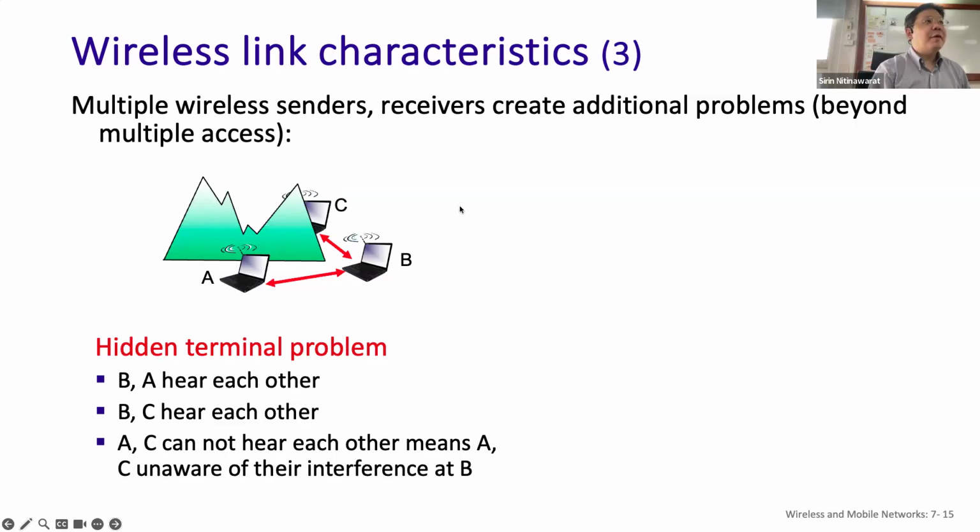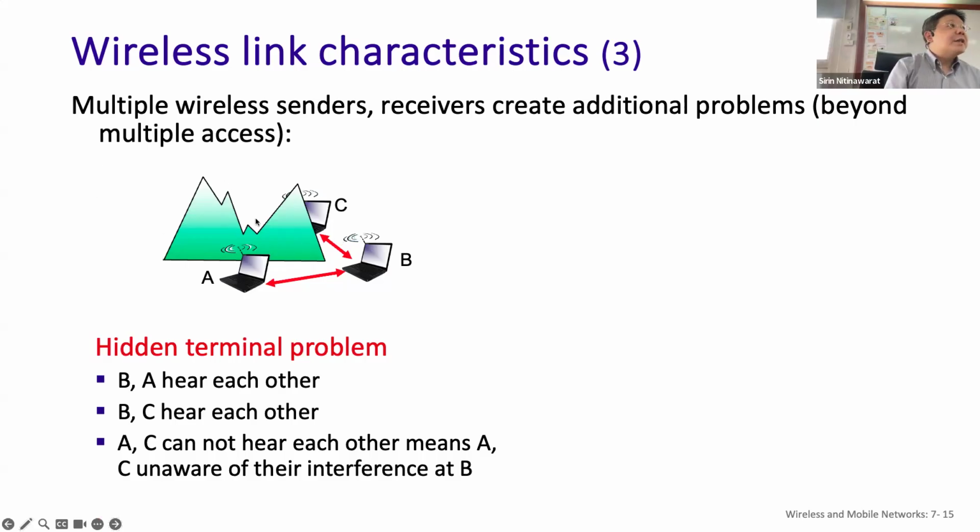So which one is hidden from which one? There are three devices here, right? Which one is hidden from which one in this picture? You said C is hidden from... Why is C hidden from B? Only A and C are hidden from each other, right?